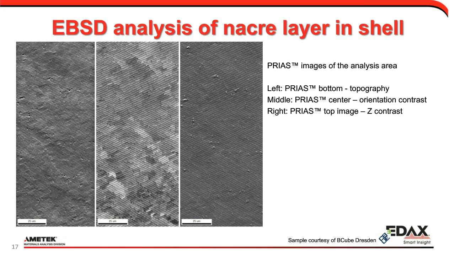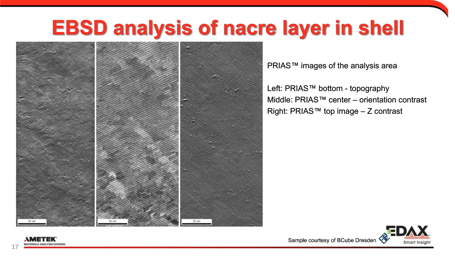What Renee did, working with his colleagues at BCube in Dresden, was to look at the Prius images of the inside of the shell. And Prius is a technique within our EBSD offering which allows us to look at an EBSD image rather quickly, but still see some important characteristics, much like we get with a forward scatter detector, except we can see even more than we could see with an FSD.